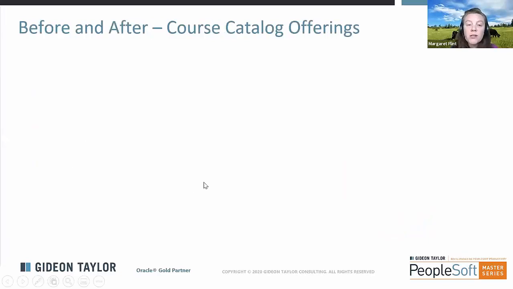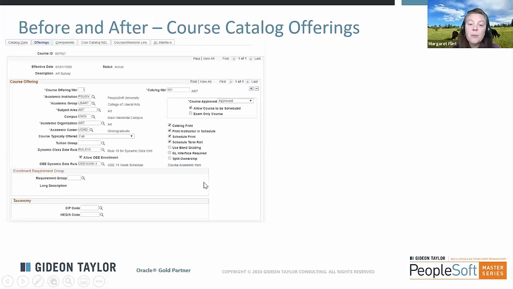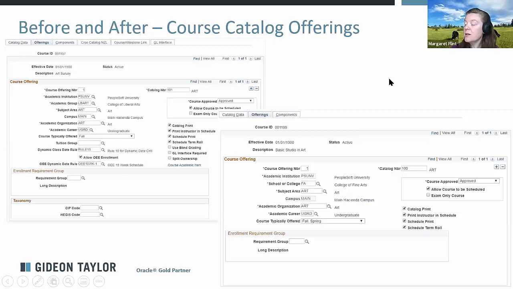So here are some quick examples. This is an example of the Course Catalog Offerings tab before any field changes were made. And this is what it looked like after. Still a pretty busy page. But what you can see is that there's 3 tabs hidden across the top. And then there's a lot more fields that were disabled or display only. And then several other non-essential checkboxes were hidden. And then finally, this entire taxonomy group box is hidden.